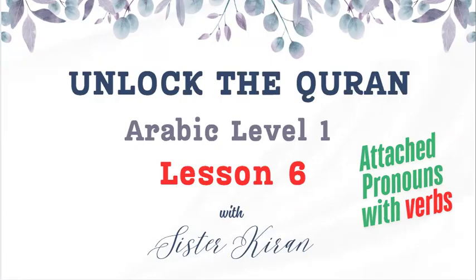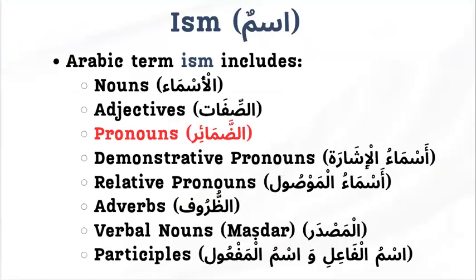So in lesson number 5, last class, we discussed attached pronouns with nouns. Today, we're going to dive a little bit deeper into this concept. Before we do so, let's know that ism in Arabic has multiple categories included in it. Remember that. Ism is not just a noun, it is noun plus plus. And within the category of ism in Arabic language, we are discussing pronouns, ad-dama'ir.